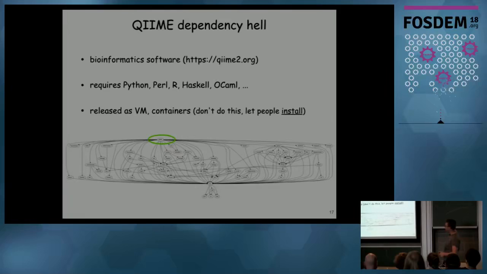You need Python, Perl, R, Haskell, OCaml to use QIIME at least to its full extent. Some of these are optional, but if you want to use everything, you'll need to do this. They released QIIME as a VM and as containers because they want to have people use their software. Don't do this. Let them install it, right?